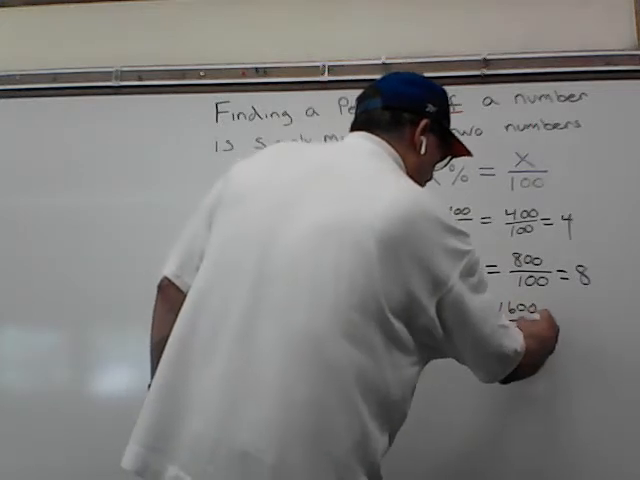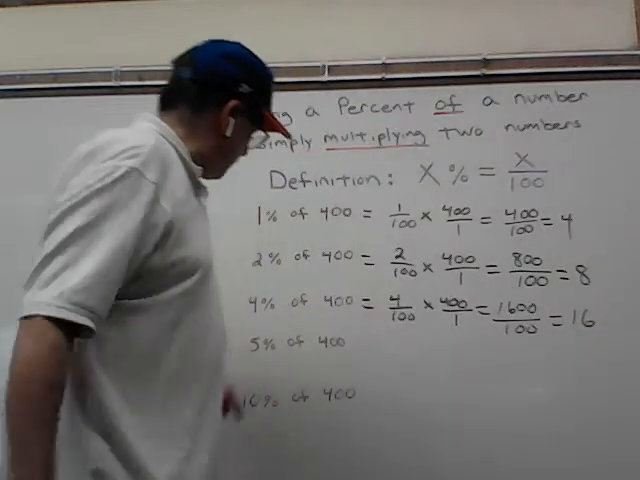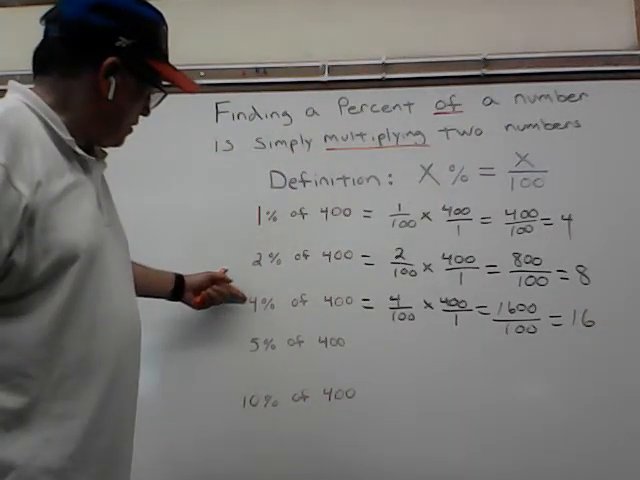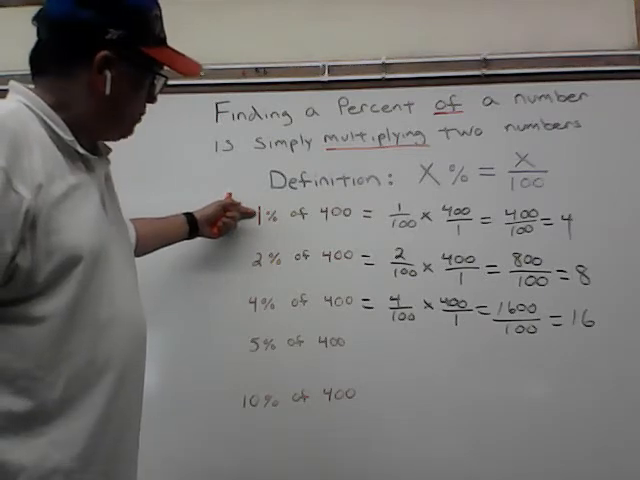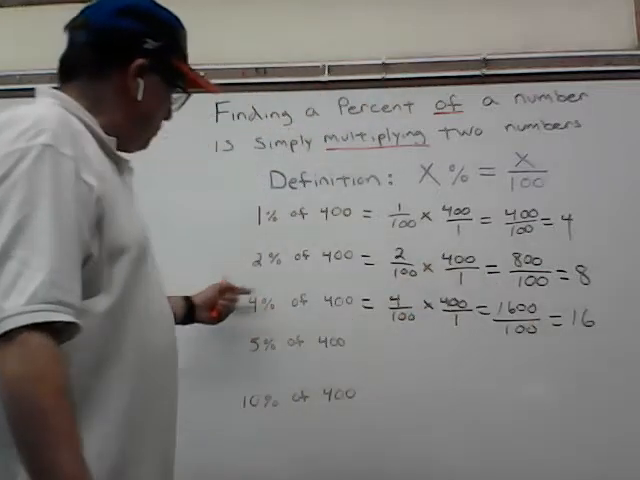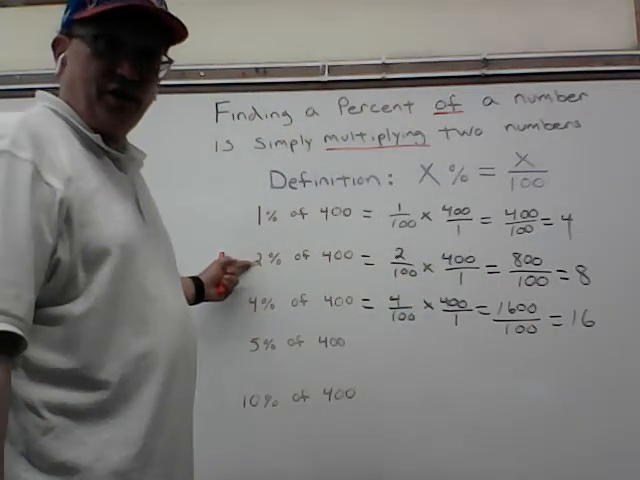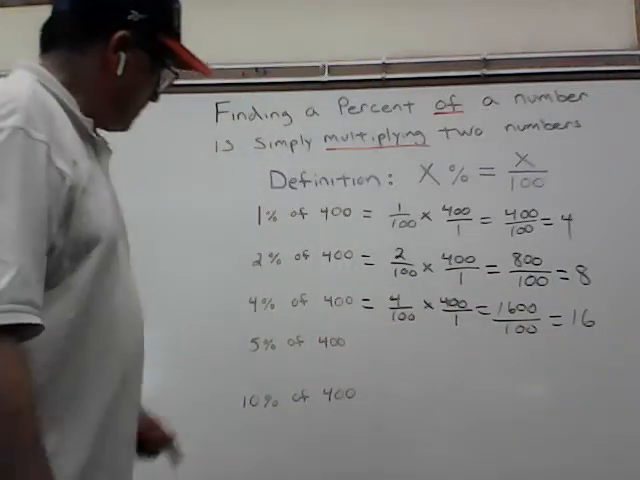1,600 over 100. Dividing, we get 16. And of course, we can say the same thing here. 4% of 400 had to be 4 times bigger than 1% of 400. So that 16 is 4 times the 4. And 4% of 400 has to be twice as much as 2% of 400. So that 16 is twice the 8.